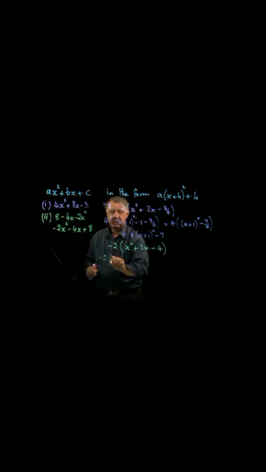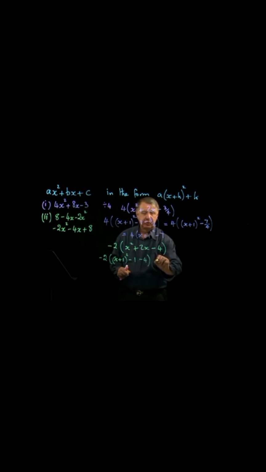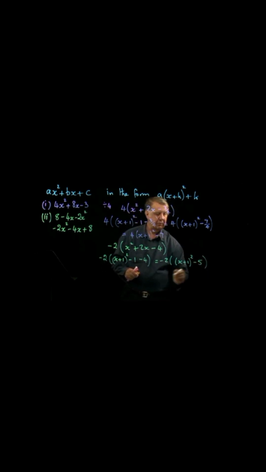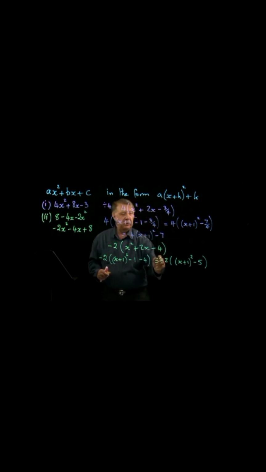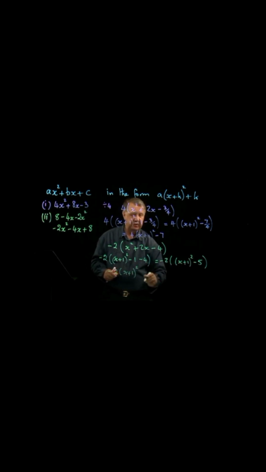And then I do the same thing with the completing the square, so that's x plus 1 squared, take away 1, and -4 is still there, which becomes -2 outside, x plus 1 squared, -1 take away 4 is -5. And now we get rid of the outside bracket, so it's -2 times x plus 1 squared, and then I've got -2 times -5, which is plus 10.